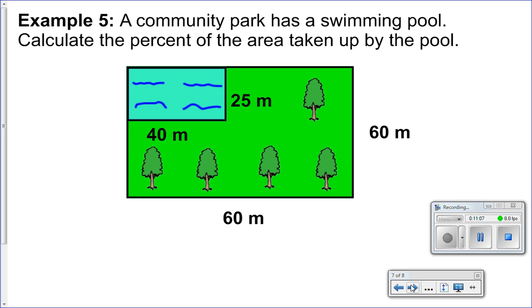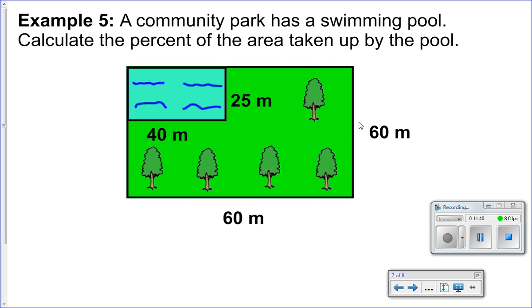Okay, so here's a challenge for you to try tonight, and then we'll take it up in class tomorrow. A community park has a swimming pool. Calculate the percent of the area taken up by the pool. And I'll give you a hint. Before we can write a fraction and then change it into a percent, I think we need to start off by calculating the area of the pool itself. So the dimensions are 40 meters by 25 meters.